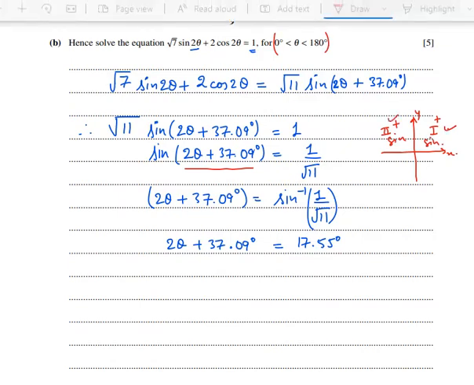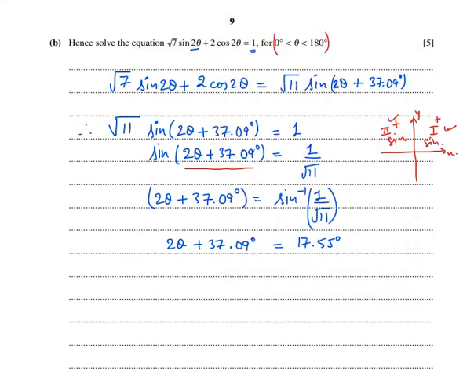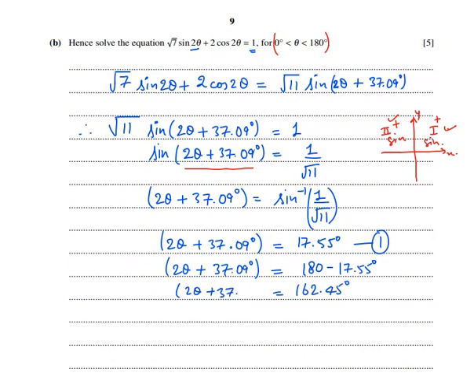Okay. So solving it further, we have from here, right? So this is one equation. Second equation, we will get 2 theta plus 37.09 degrees, this is the complete angle, equals to 180 minus 17.55 degrees. Okay, so 180 minus 17.55 degrees is nothing but 162.45 degrees. Okay, 2 theta plus 37.09 degrees. This is equation 2.